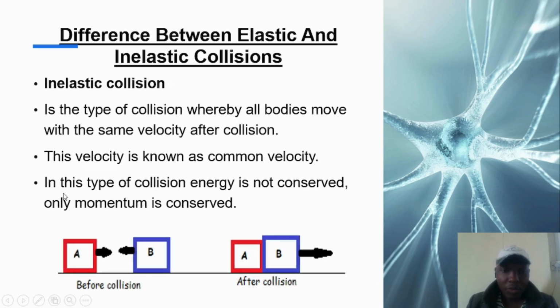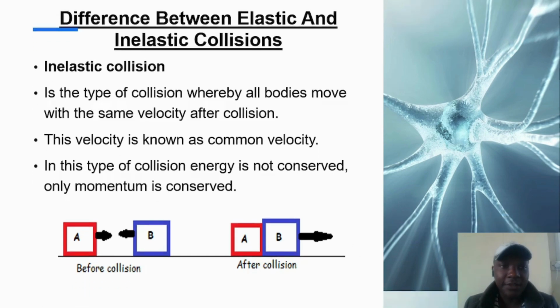So here are the bodies illustrating this kind of collision. Before collision, they were moving in these directions and maybe at some kind of forces. Now after collision, they move with the same velocity, moving in this kind of direction. So that is what we call the inelastic collision.